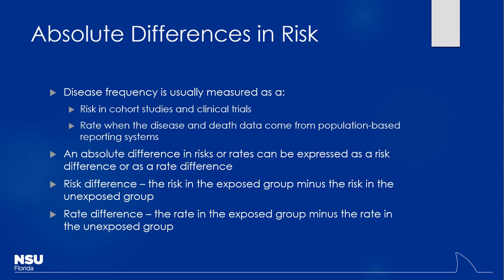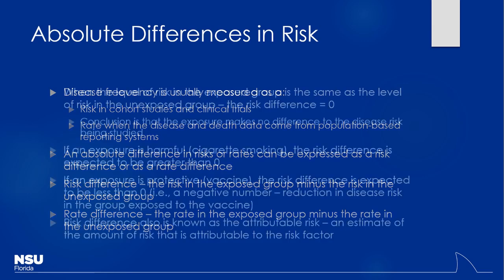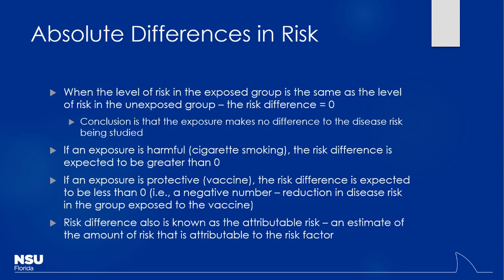So again, if I was looking at lung cancer deaths in smokers versus non-smokers, I just take the risk of death from lung cancer of the smokers minus the risk in the non-smokers. And I'll show you some examples that illustrate that. And the rate difference would be doing basically the same thing, right?